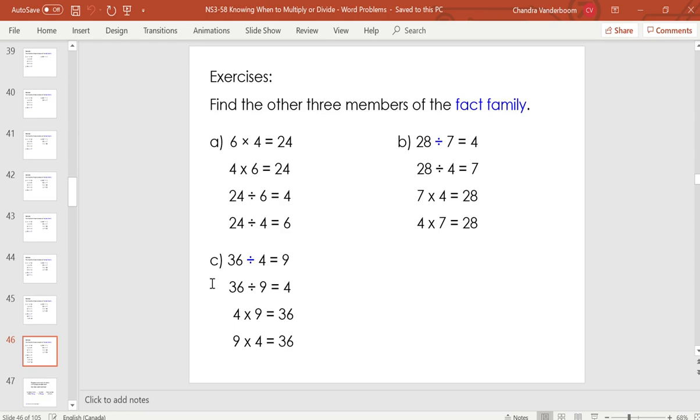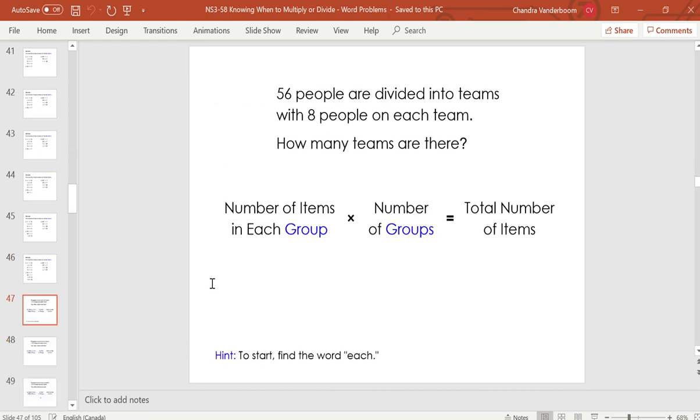All right, so fact families are pretty straightforward. Always 2 multiplication sentences and always 2 division sentences. Let's keep going. Here's a word problem.